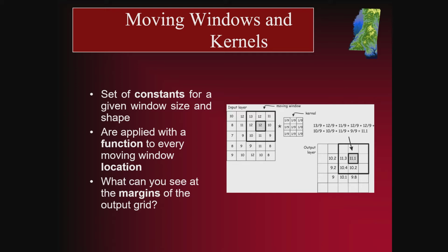Let's take that focal point, 12. If you multiply each cell around it by 1/9, so I multiply this by 1/9, this by 1/9, this by 1/9, and then I add all those values up, I get 11.1. I would also get 11.1 if I added all these numbers up and then divided by 9. I get the same number.